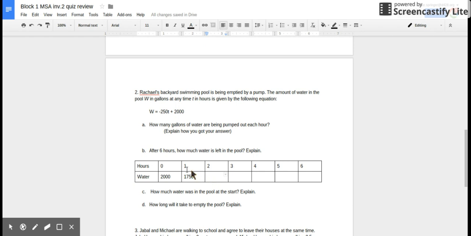So when we go from 1 hour to 2 hours, we're just losing another 250, which takes us to 1,500. And if we lose another 250 gallons, we're at 1,250, then 1,000, then 750, then 500.